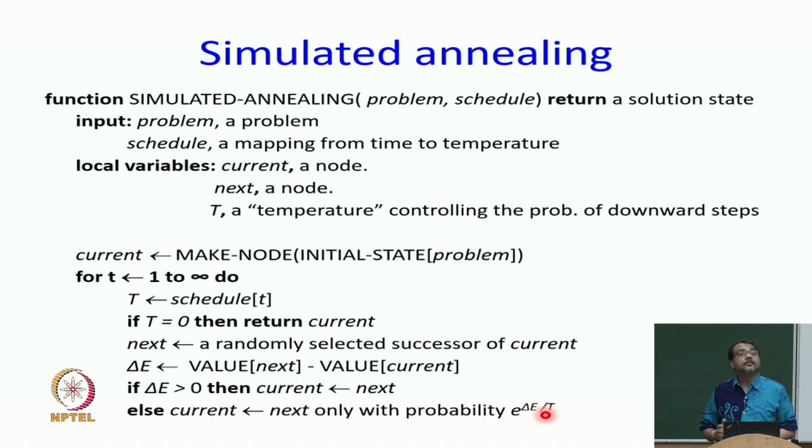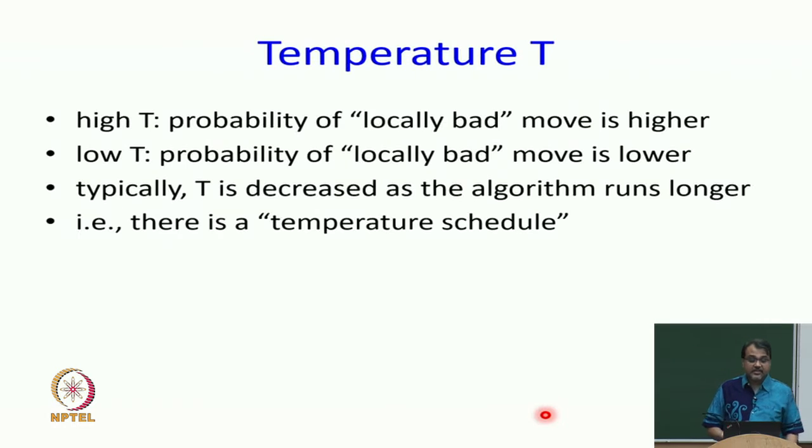Where is this schedule coming from? Well, somebody provides it, and this schedule should say that as small t increases, capital T should decrease. Exactly. So, this is called the temperature schedule in simulated annealing, and as the algorithm runs longer, capital T, the temperature, is decreased. Temperature is decreased really slowly in practice.